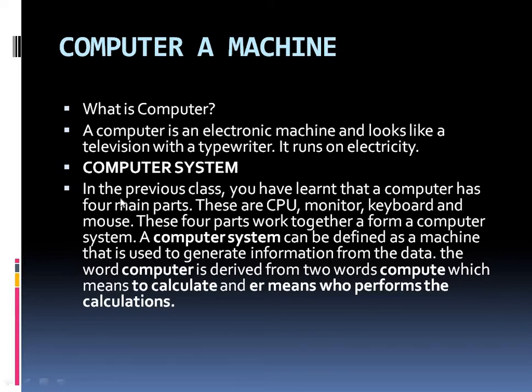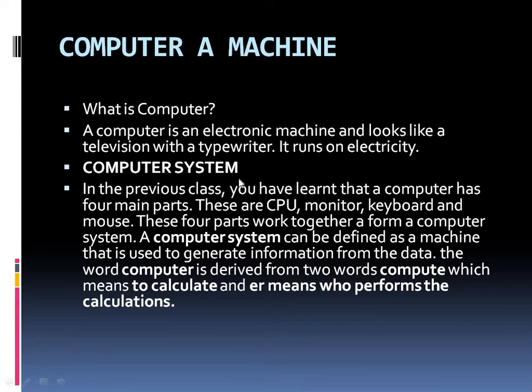Computer system. In the previous class you have learnt that a computer has four main parts. These are CPU, monitor, keyboard and mouse. These four parts work together to form a computer system. A computer system can be defined as a machine that is used to generate information from the data. The word computer is derived from two words, compute, which means to calculate, and er, which means who performs the calculation. So this is a definition of computer system.